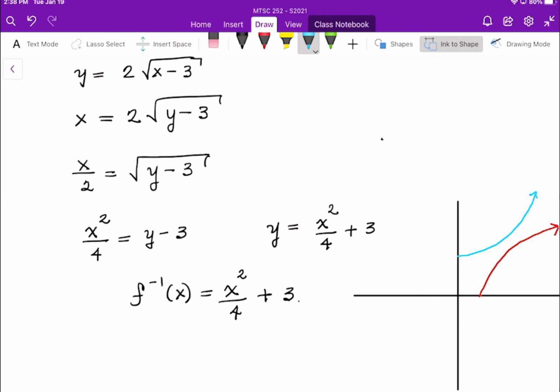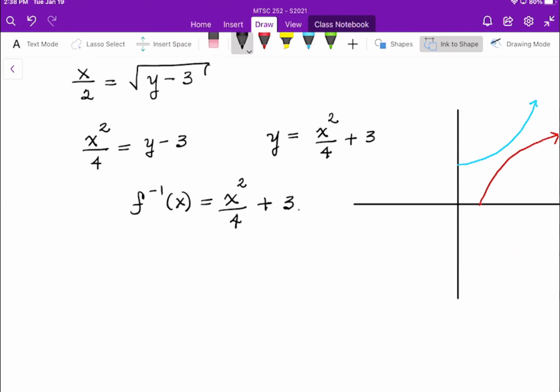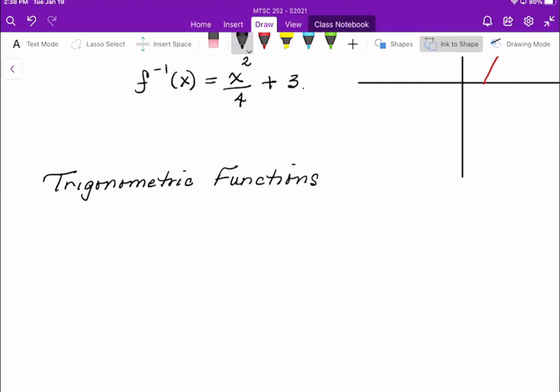All right. Last thing, our trigonometric functions. Please read the section.